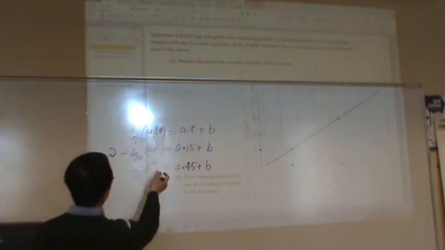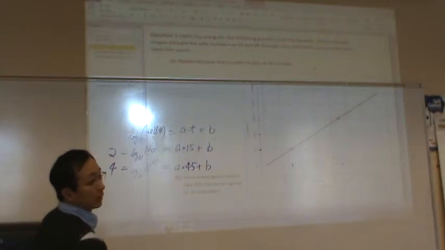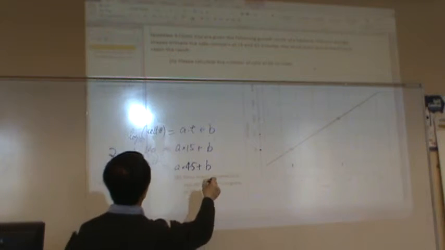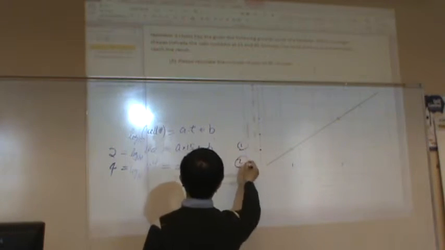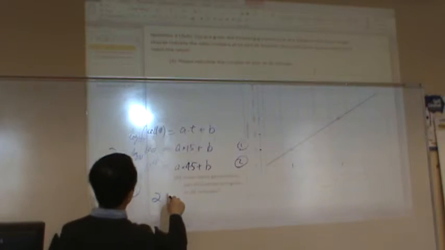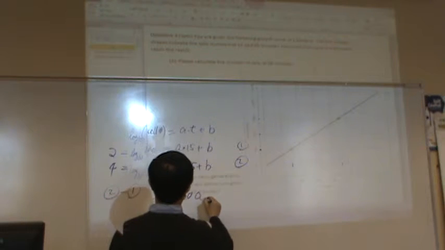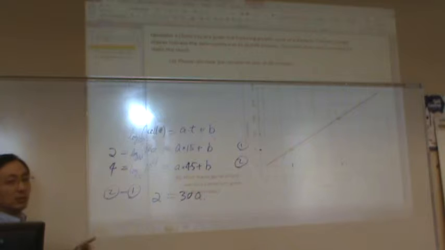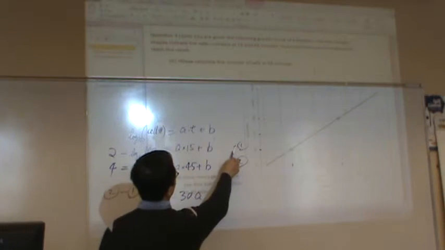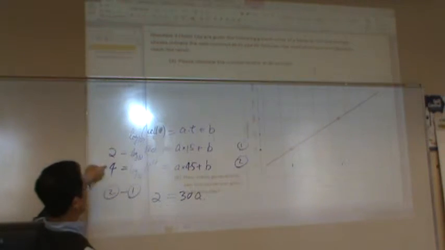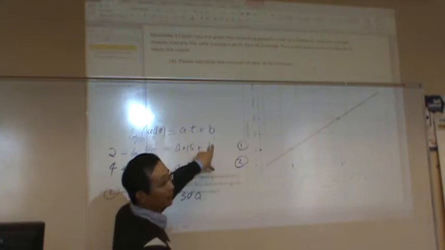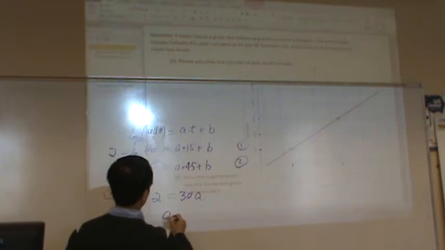Well, log 100 is 2, log 10,000 is 4. So basically, we have A times 15 plus B, and we can call that number 1 and this number 2. So if I say 2 minus 1, everybody following me? So this is my second line, this is my first line. If I use the second line minus the first line, 4 minus 2 is 2, 45A minus 15A is 30A, B will be cancelled out. Right, so the A will be 1/15.